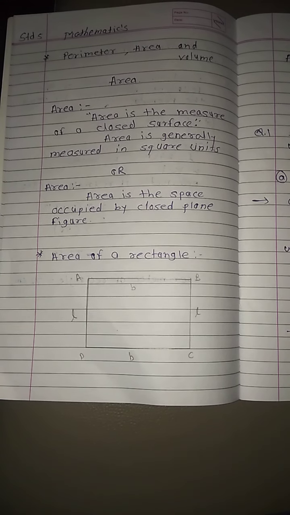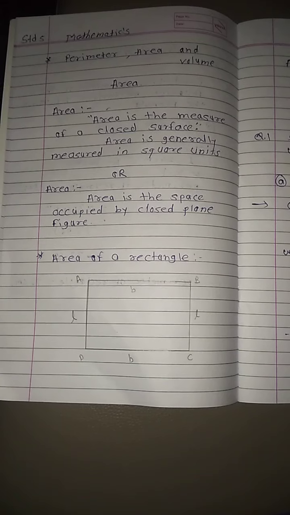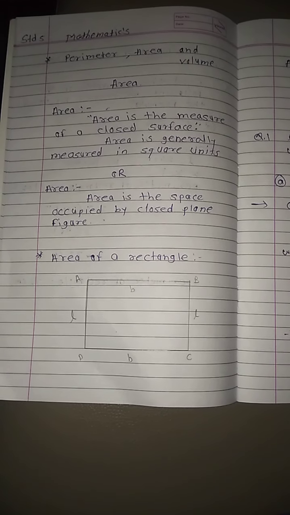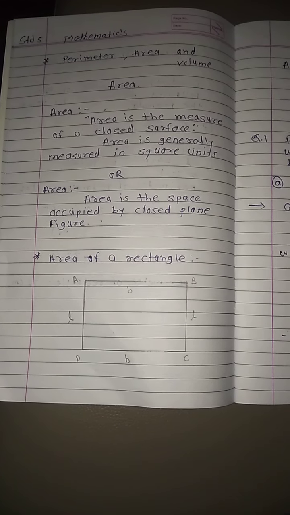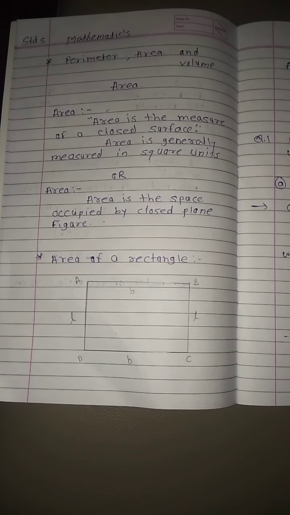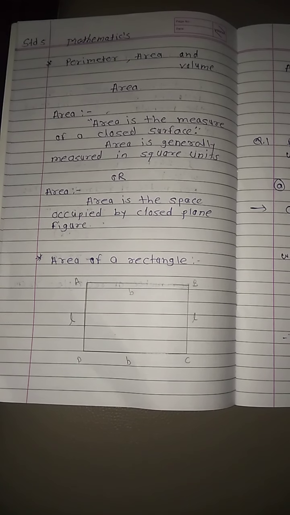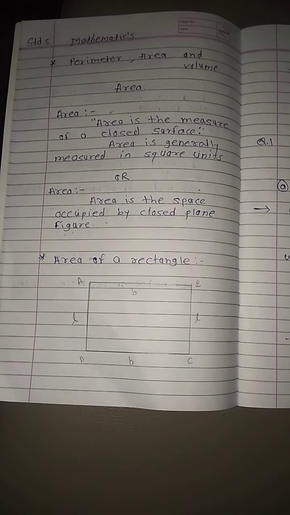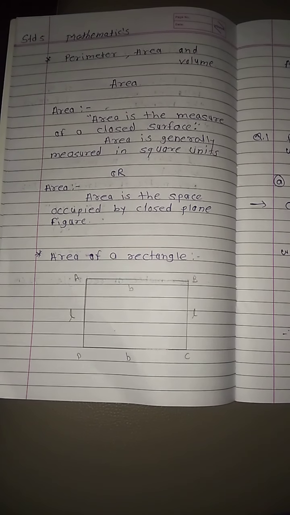Good morning, students. Today we will discuss area from the chapter perimeter, area and volume. In the last lecture we discussed perimeter. Now we are going to discuss area. First we will discuss what is meant by area.